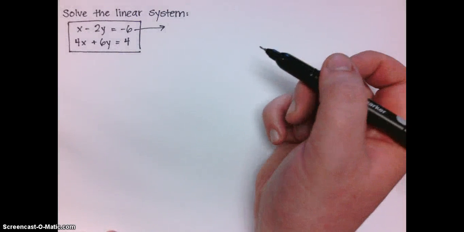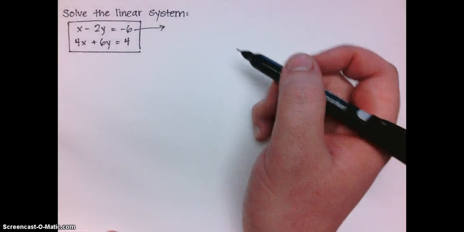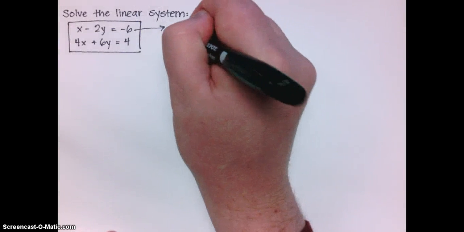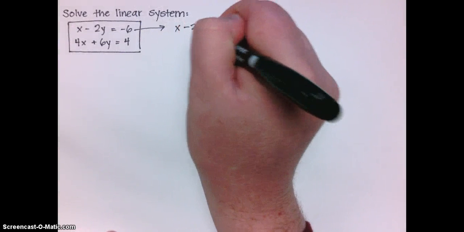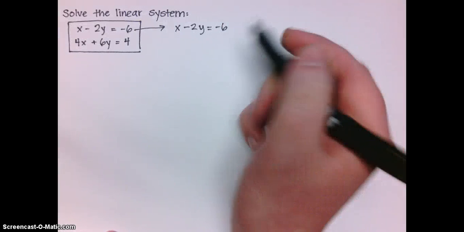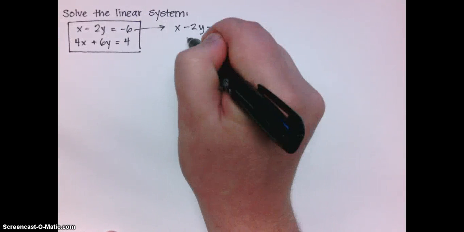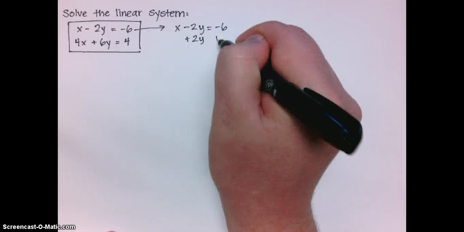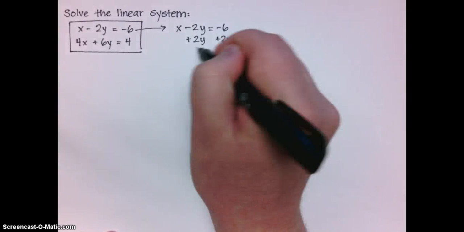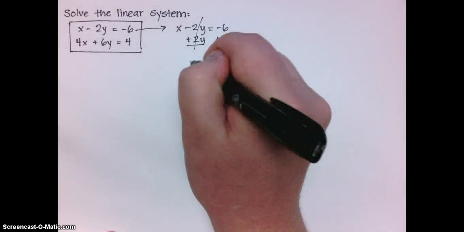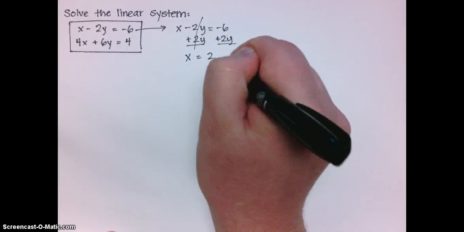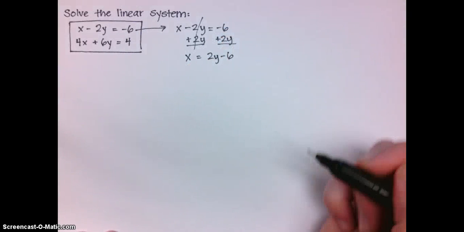Now, the last one, I had y equals everything else, but this time I'm going to rewrite so that I have x is equal to everything else. So to do that, I'm going to have to add 2y to both sides. And then I'll have x by itself. So x is equal to 2y minus 6.